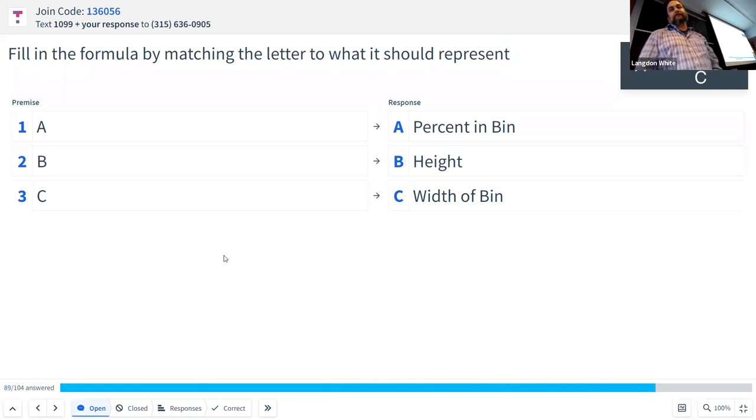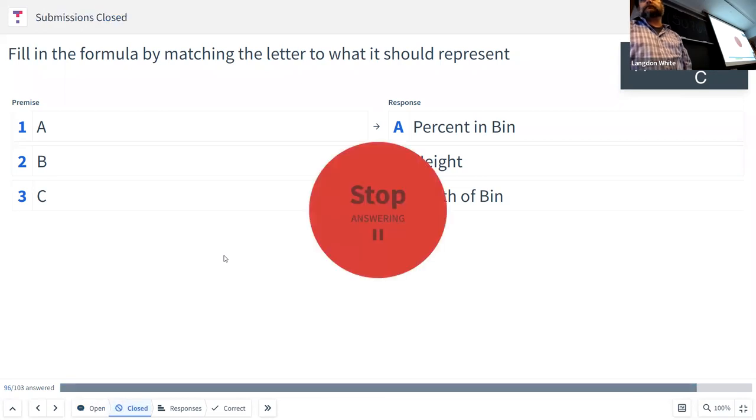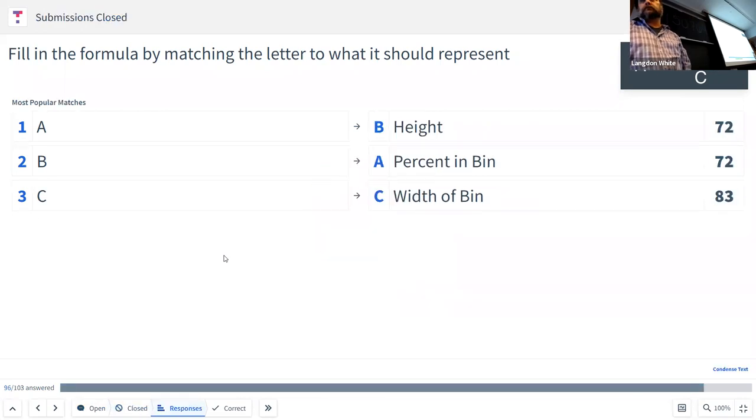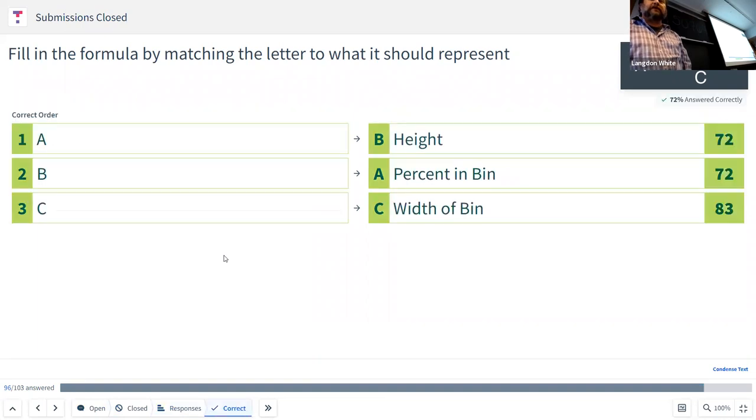All right, get the answers in. All right, 3, 2, 1. All right, I find this view quite confusing. But the correct answers are A is height, B is the percent in the bin, and C is the width of the bin. And it looks like most people got it right.